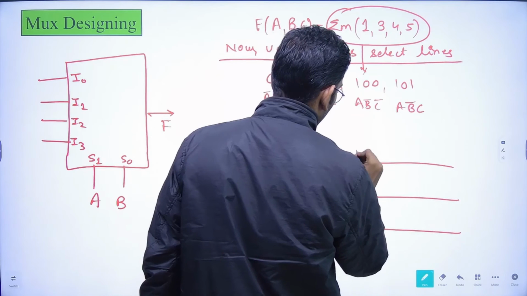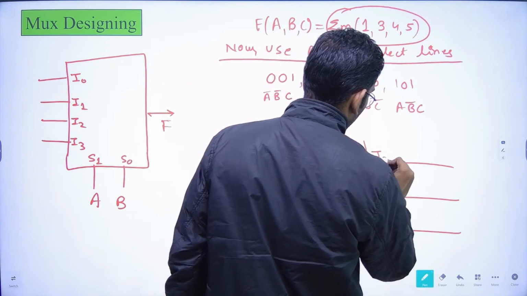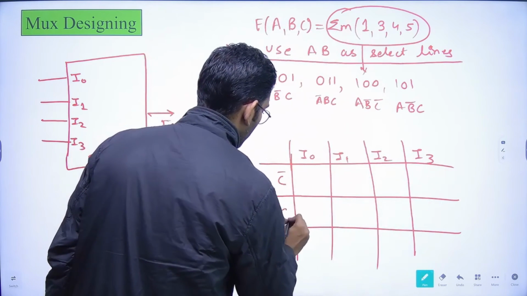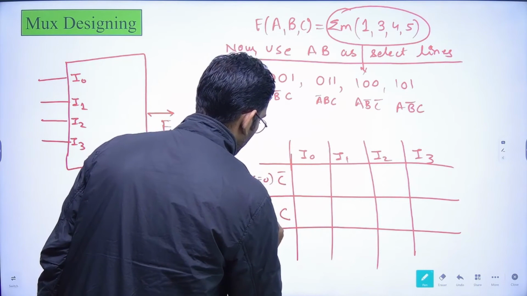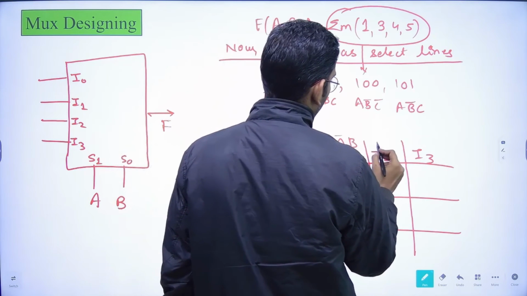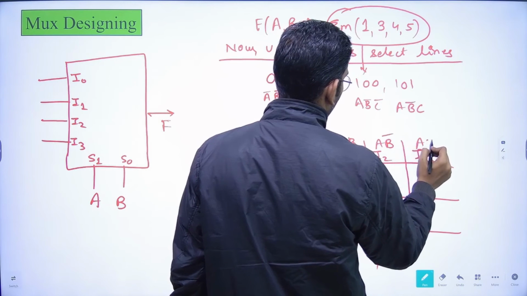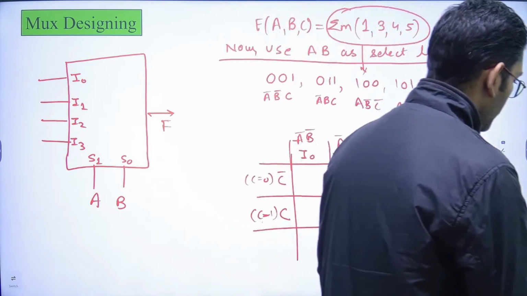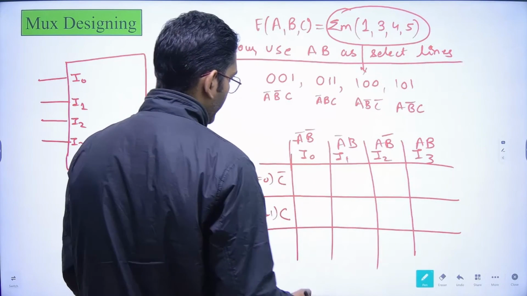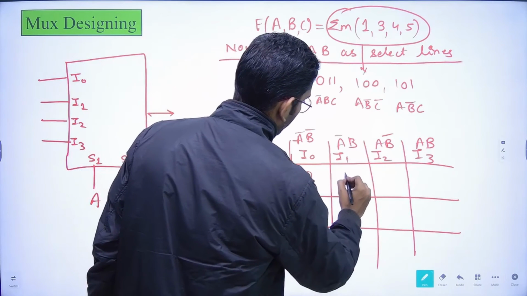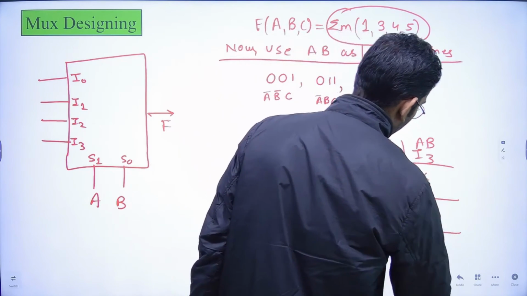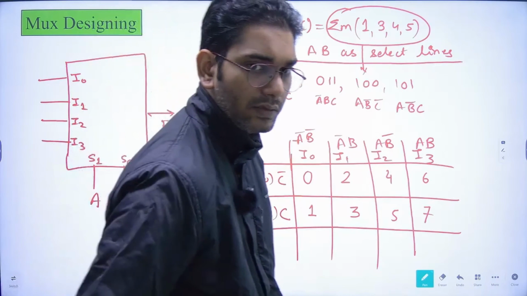I0, I1, I2, and I3. Fine. So C bar, C equals 0, C equals 1. Now A bar, B bar, A bar, B, A, B bar, A, B. Fine. So these are the values. Now in this case, how would we write the values? We would write 0, 1, 2, 3, then 4, 5, 6, and 7. Fine. So now this will give us the correct combination.